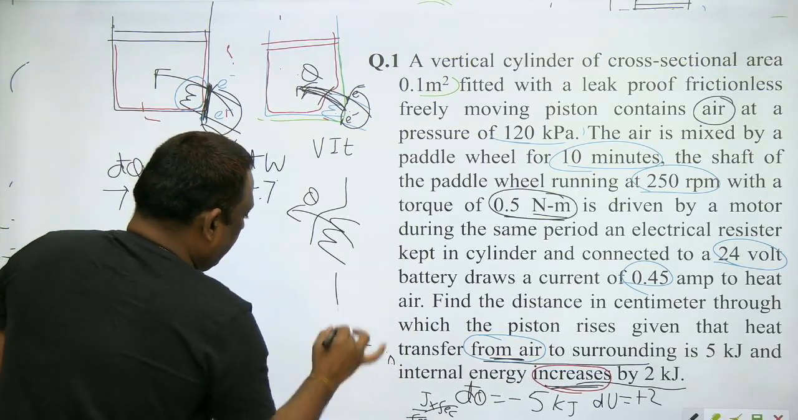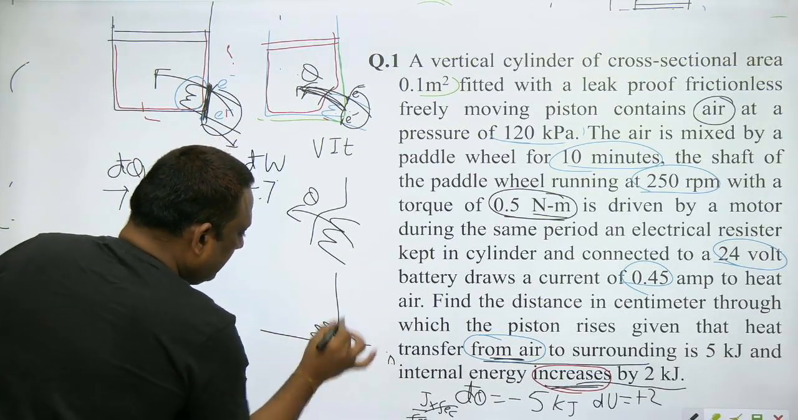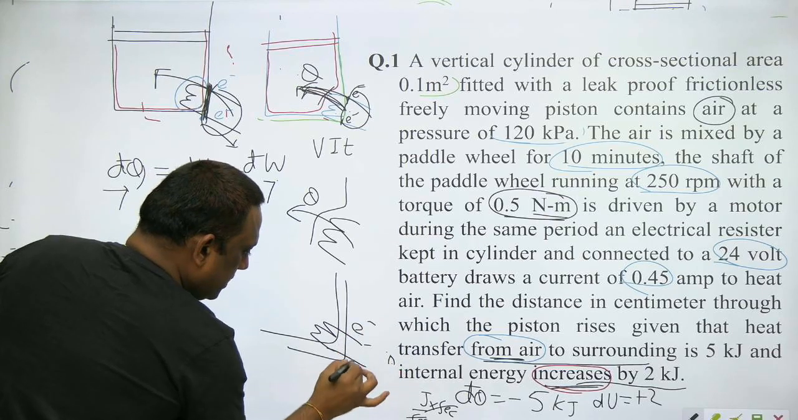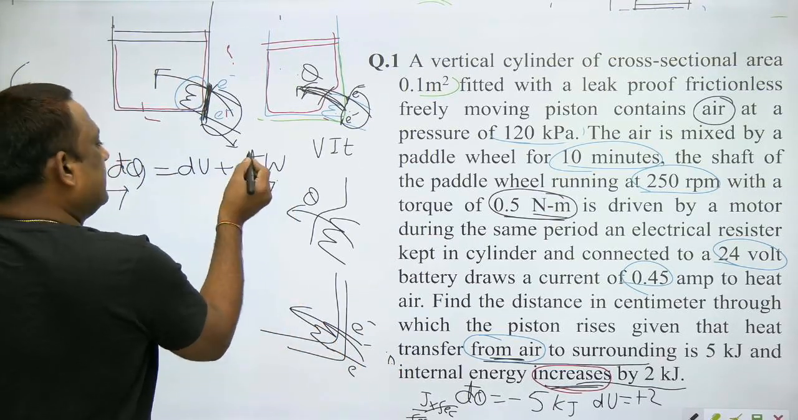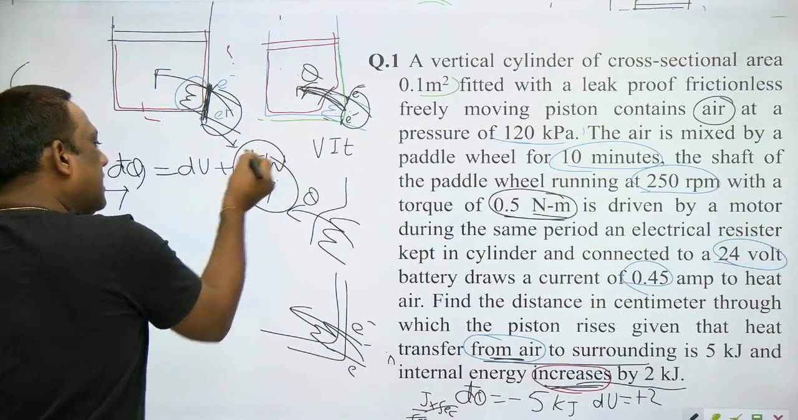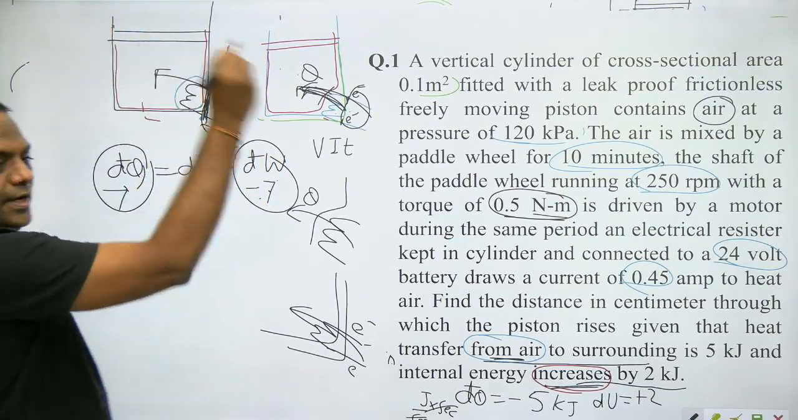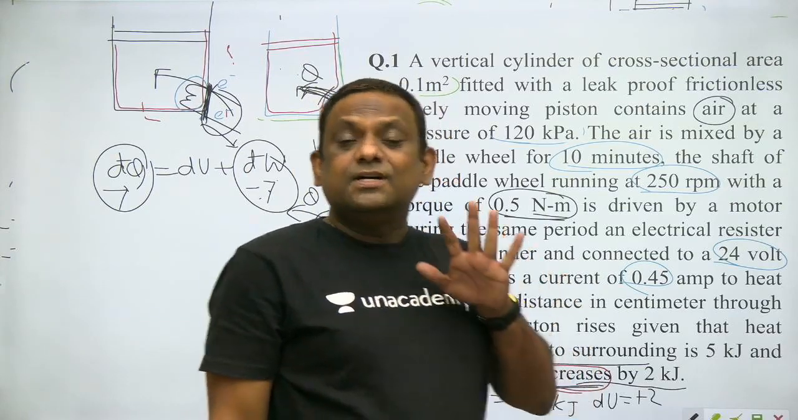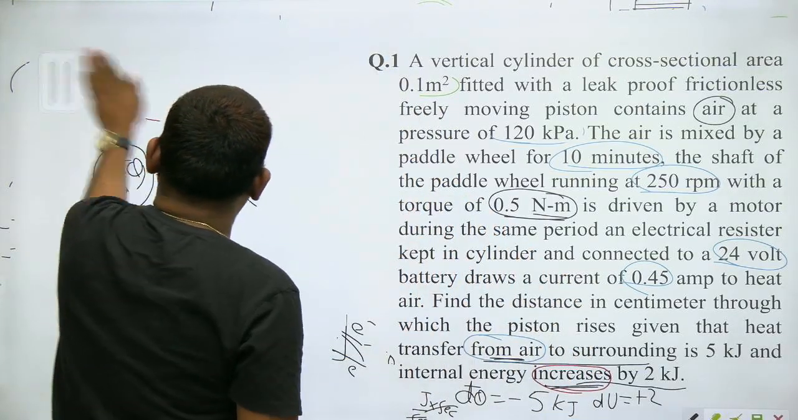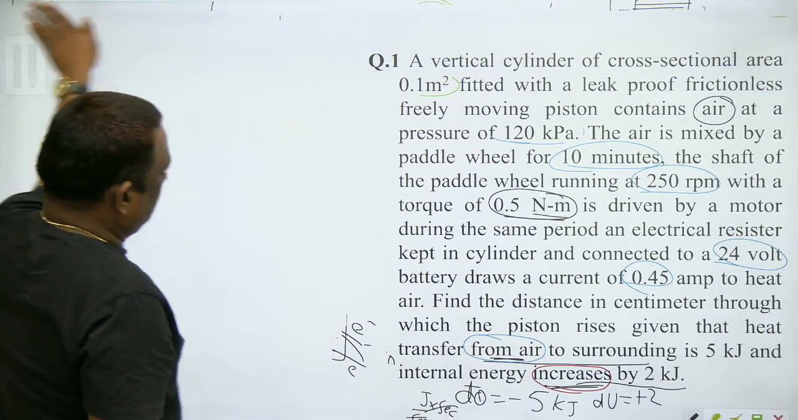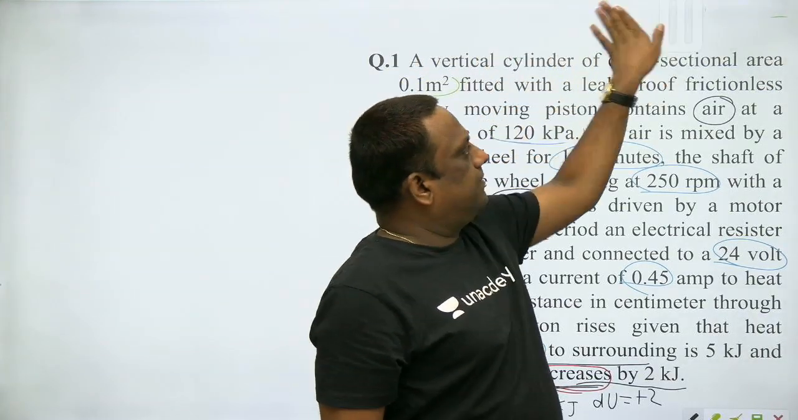So instead, if you take these electrons, now it is work on the system. When the work is on the system, this will be minus here, so it will be negative work. When it is plus here, it will be positive heat. So both will give me the same answer. This is one of the best questions, which involves all the things. Now I'll move to the next question.